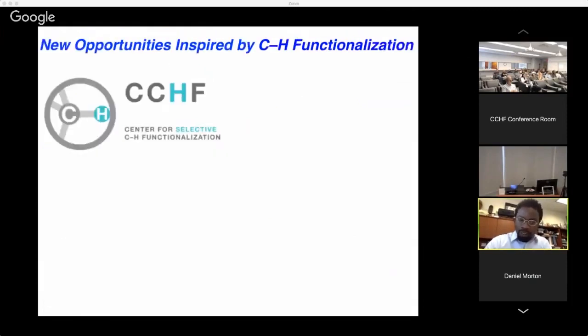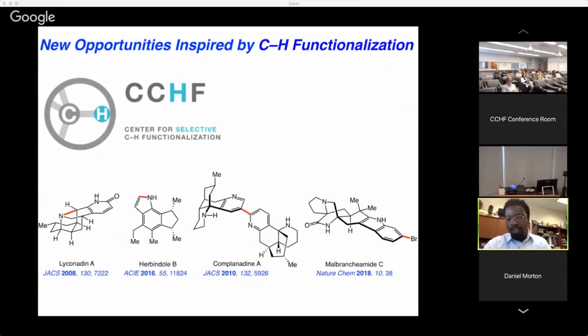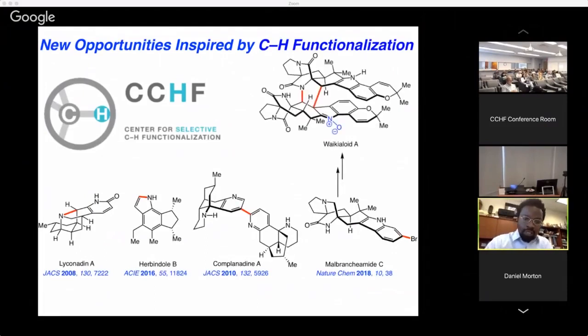Now, my group has been involved in the center, as Hugh mentioned, for some time, and our charge as part of the center was to really think about ways in which we could apply CH functionalization methods to address the synthesis of complex molecules. And so on this slide, I show some examples of the types of bond-forming processes, which are highlighted in red, which were really inspired by thinking about CH functionalization.